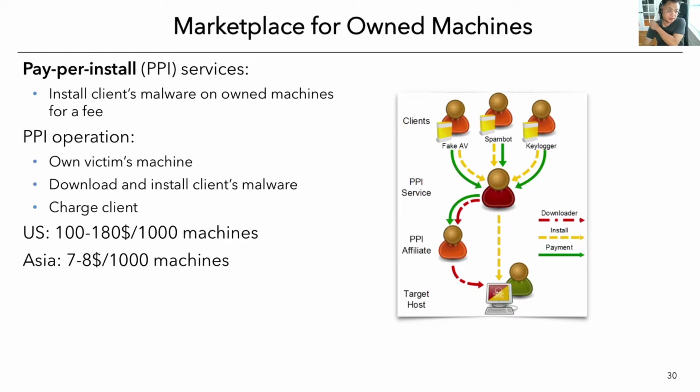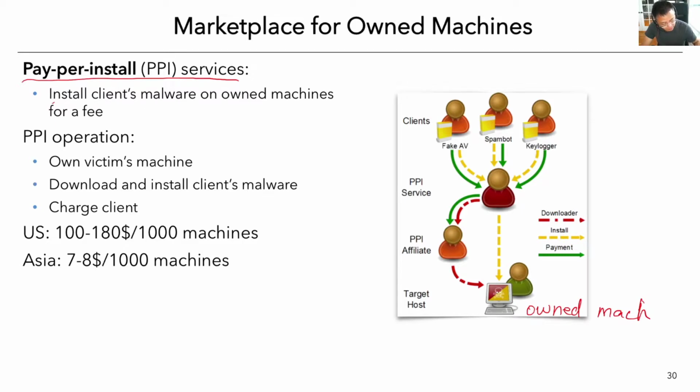Okay, so there is a marketplace for the owned machines, something we call the pay-per-install services. It will install clients' malware on the owned machines for a fee. So here we have a figure for this, right? This is the target host. This is the owned machine, right? This is the machine owned by some poor guy.